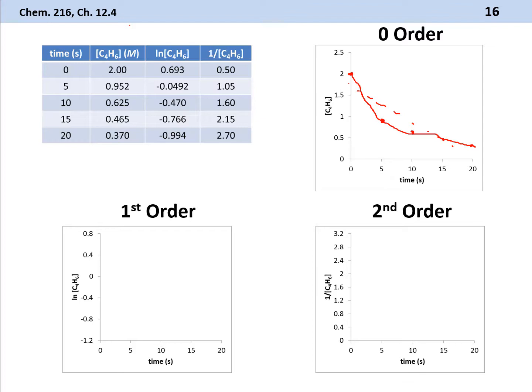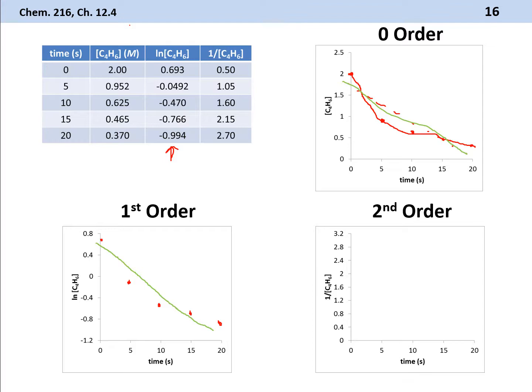Okay, so if I plot 0.693, that's right about here. Then at 5, it's 0.0492. Notice when you do the natural log of concentrations, you can get negative values. That's fine. Then this, then this, then 0.994. Again, that doesn't quite look like a straight line. A straight line here would look something like that. I'm going to use these in Excel in a second.